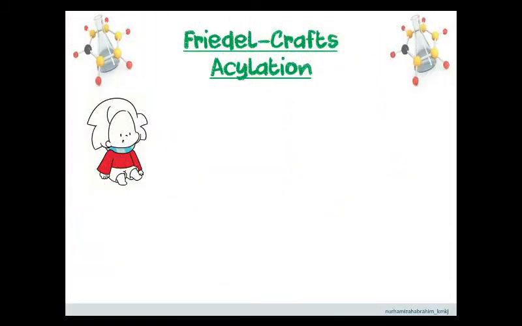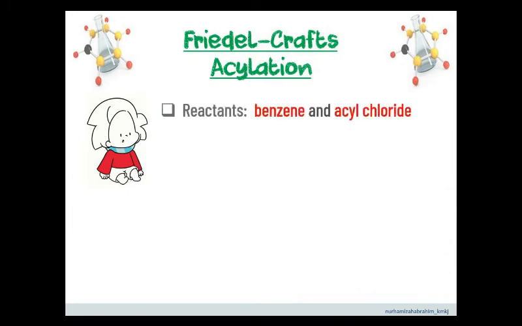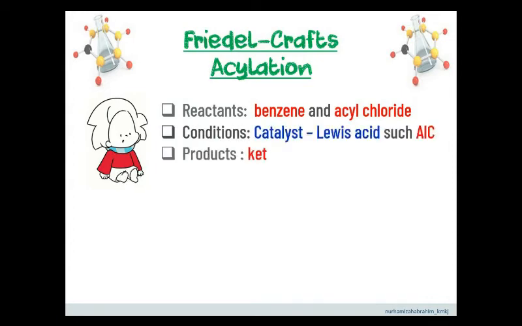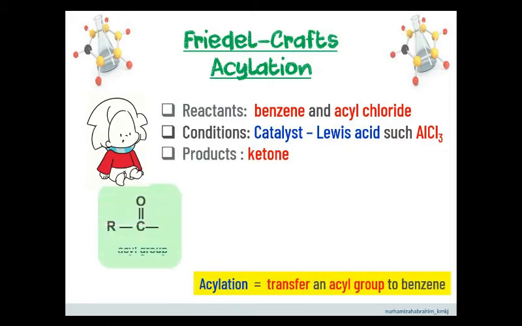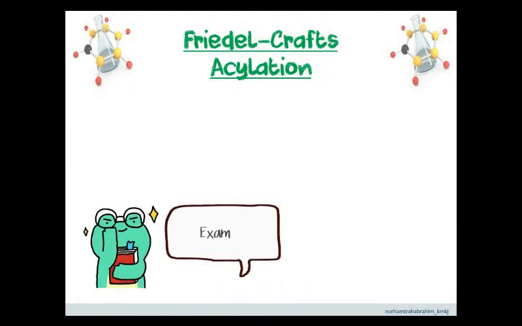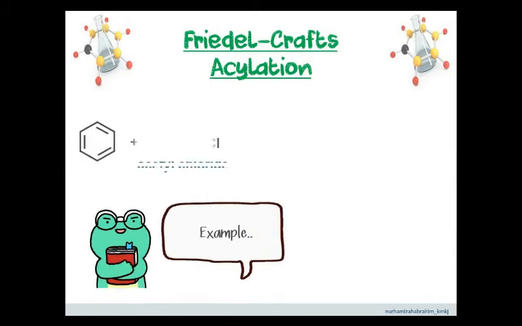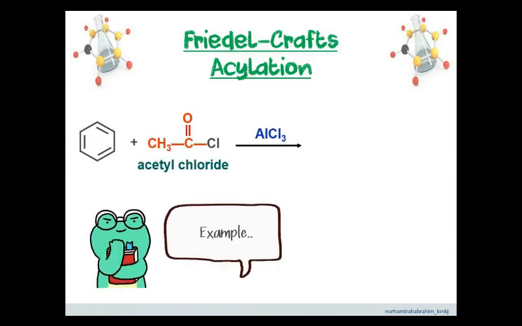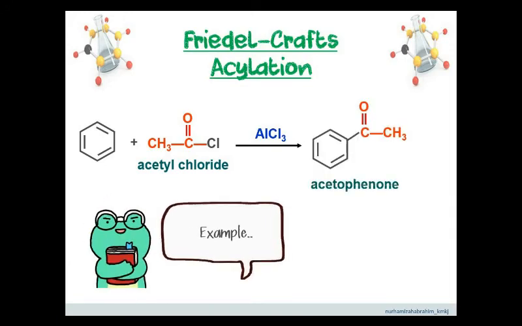The last reaction is Friedel-Crafts acylation. With acyl chloride as reactant, in the presence of a Lewis acid, the product usually contains a ketone functional group. Acylation actually means to transfer an acyl group to benzene. For example, when benzene reacts with acetyl chloride in the presence of AlCl3, the products formed are acetophenone and HCl.